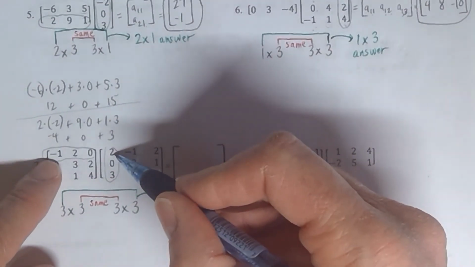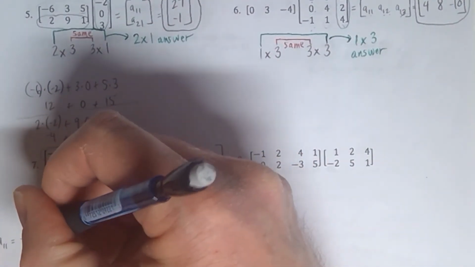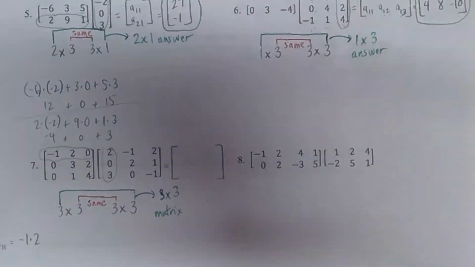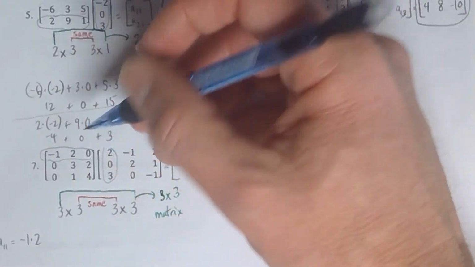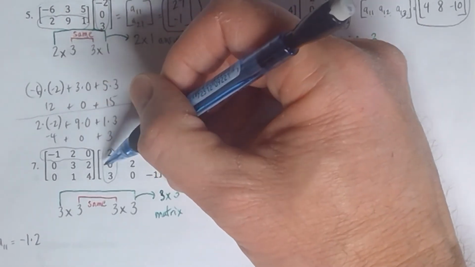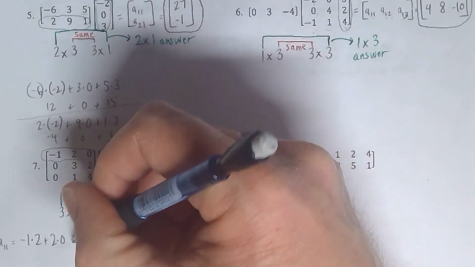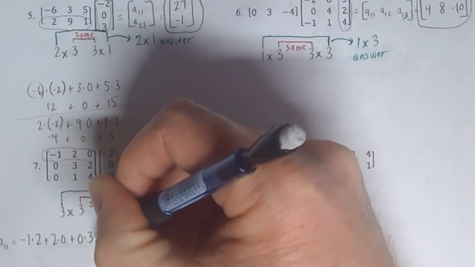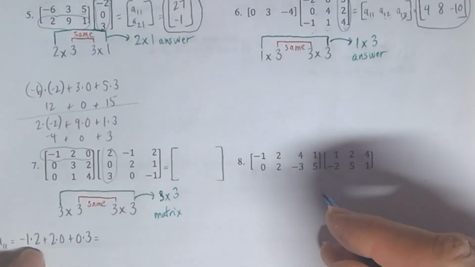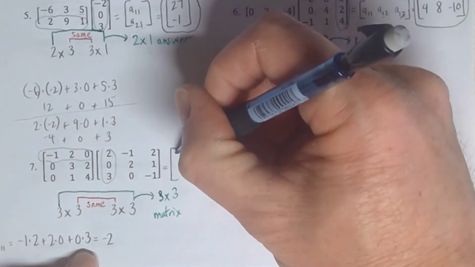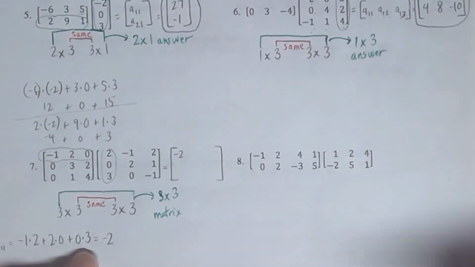Negative 1 times 2 is negative 2. You don't have to write this out. Like I said, we can go a little bit faster, but just to do it a couple times here, to continue to get used to it. 2 times 0. And then 0 times 3. What is all this equal to? This is negative 2 plus 0 plus 0, which is negative 2. So that first number right there is going to be negative 2.